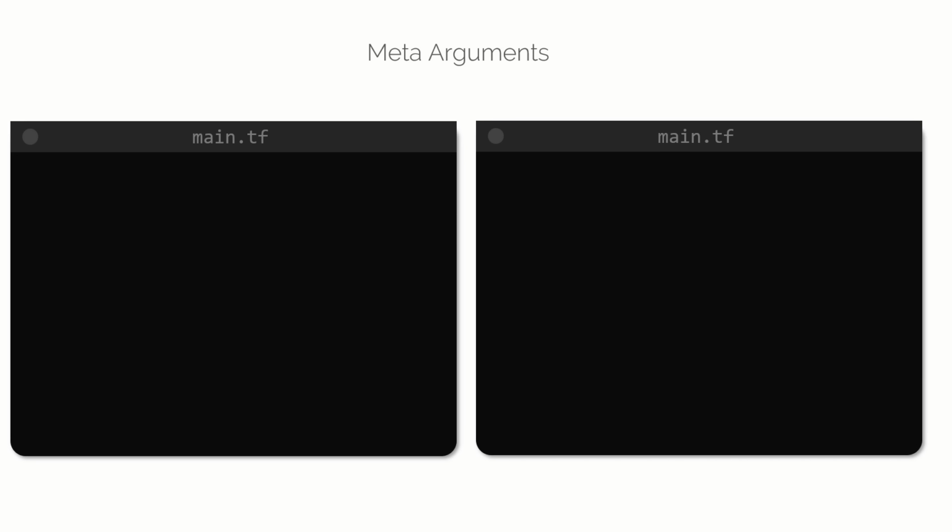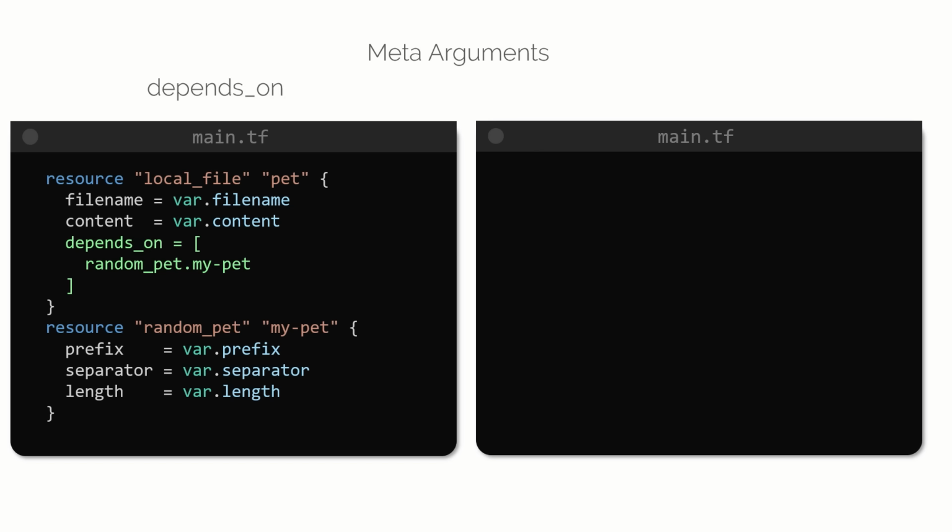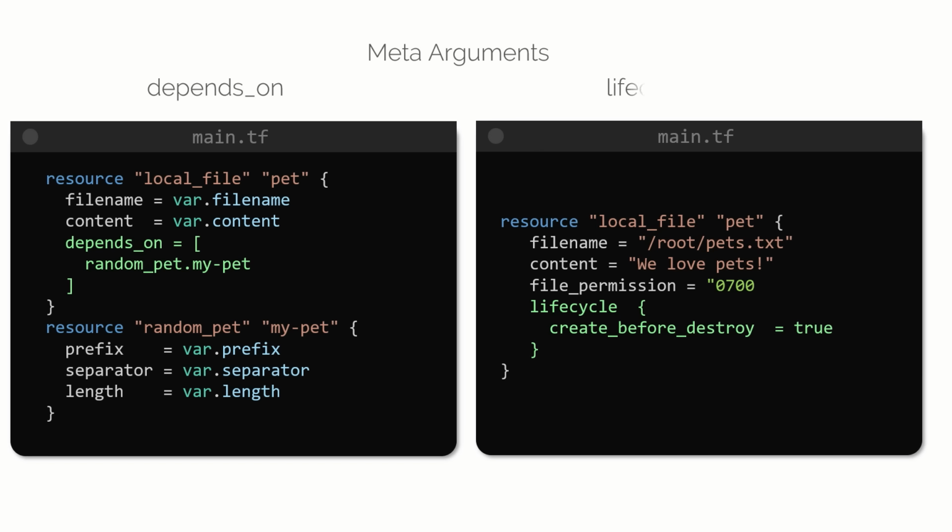Meta-arguments can be used within any resource block to change the behavior of resources. We have already seen 2 types of meta-arguments in this course. The depends_on for defining explicit dependency between resources, and the lifecycle rules, which define how the resources should be created, updated, and destroyed within Terraform. Now, let us look at some more meta-arguments, specifically related to loops in Terraform.